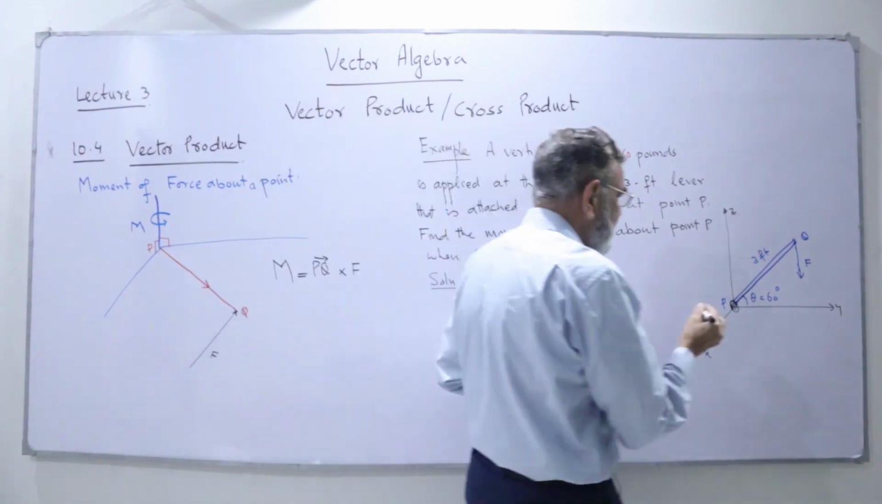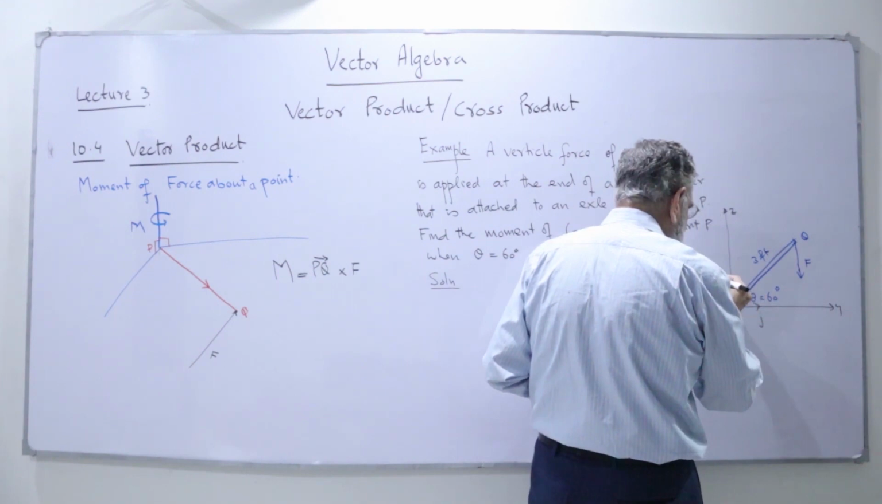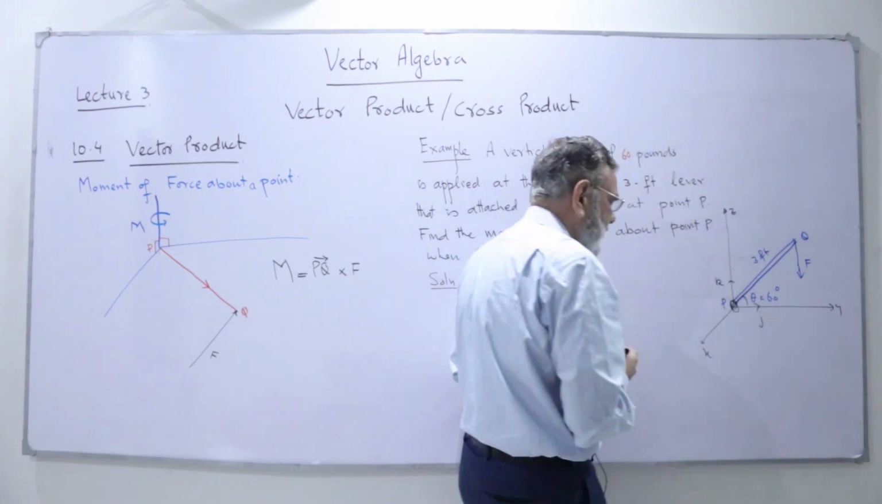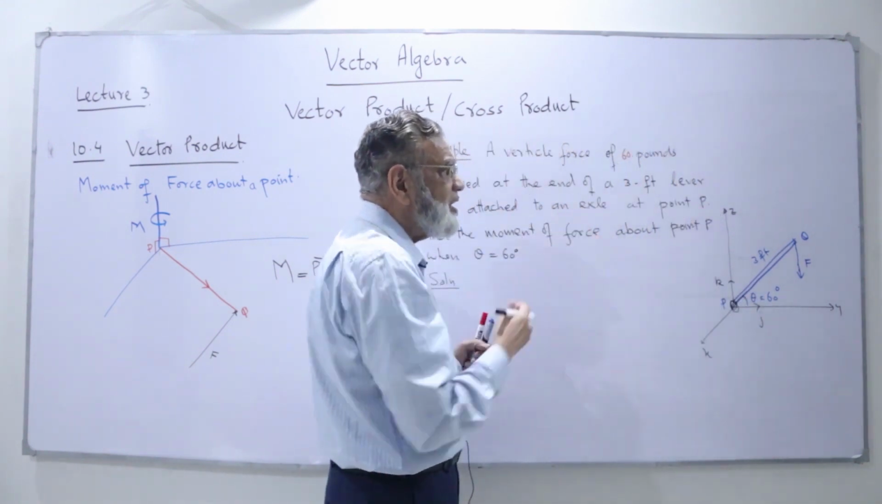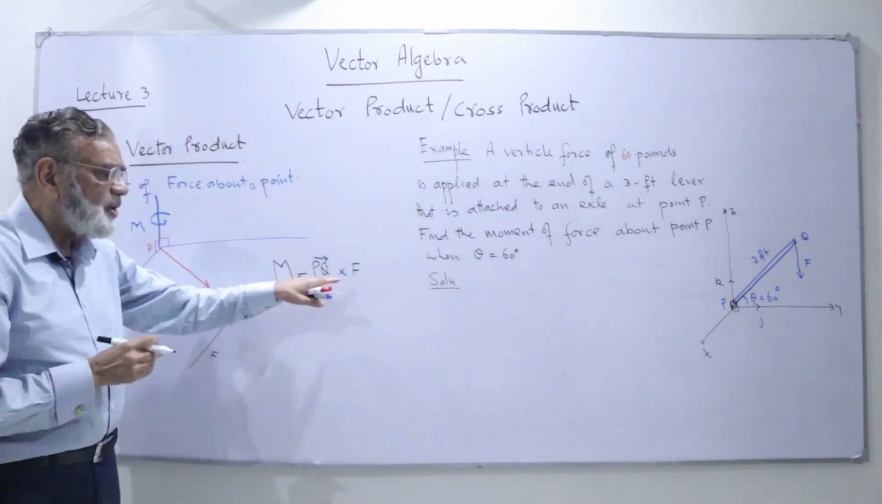Now this force is in the plane. This is my y axis, which is my J, and this is my z axis, which is my K. There is no effect in the xy plane, along the x axis. The whole thing is happening in the yz plane. So we need two things: we need PQ and we need the force.